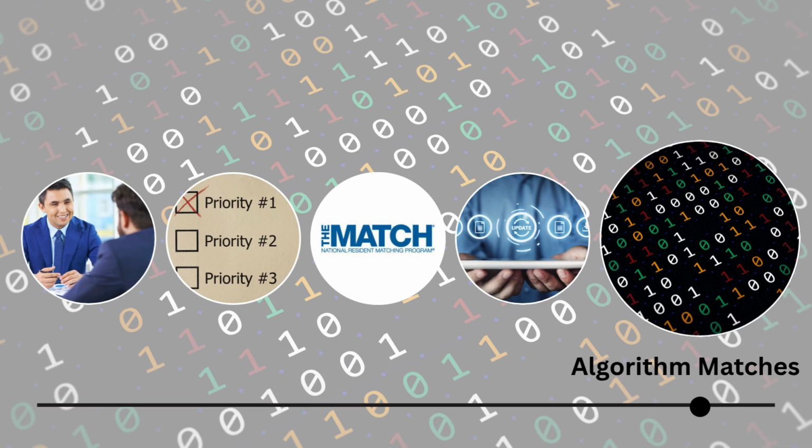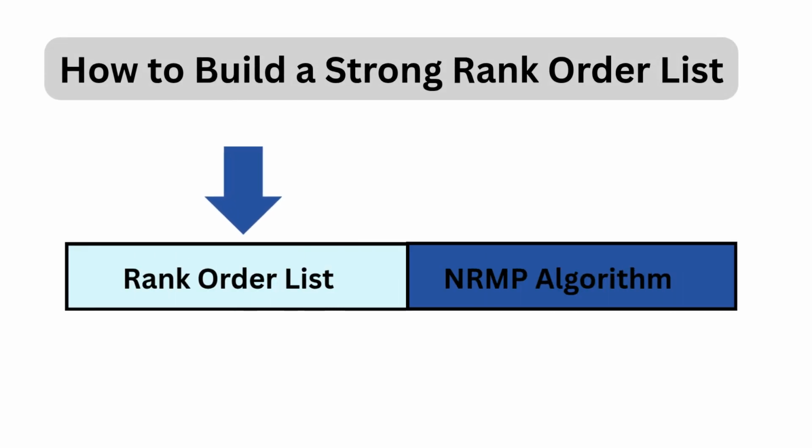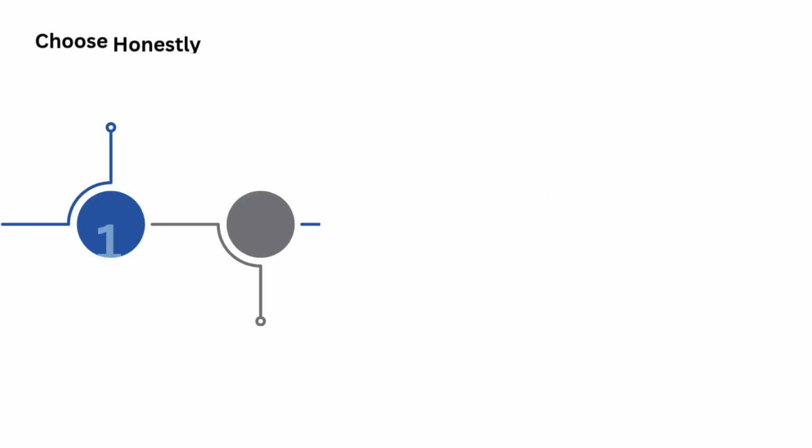It's important to note that you cannot be matched to a program unless it is listed on your ROL and you interviewed there. If a program is not on your list, you have zero chance of matching there, regardless of how much they like you. How to build a strong rank order list. Creating your ROL isn't about predicting where you'll match. It's about clearly stating where you want to match. The NRMP algorithm is applicant favoring, meaning it is designed to give you your highest ranked choice possible if the program also wants you. Here's how to think about it.